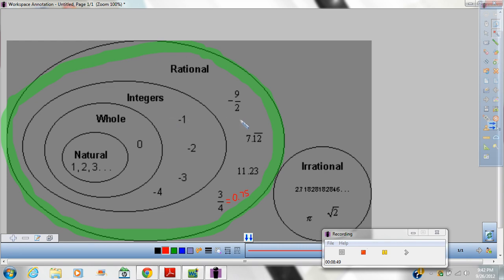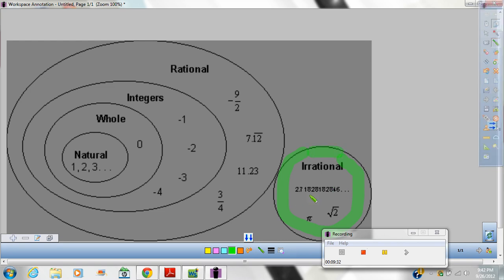Alright, I think we're good. So, let's get rid of all that. And I want to talk about irrational numbers now. Just irrational numbers. And why are they different than the rational numbers? So let's highlight this circle. Notice something that's very specific to this circle.